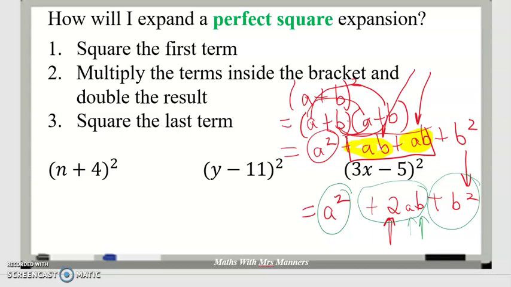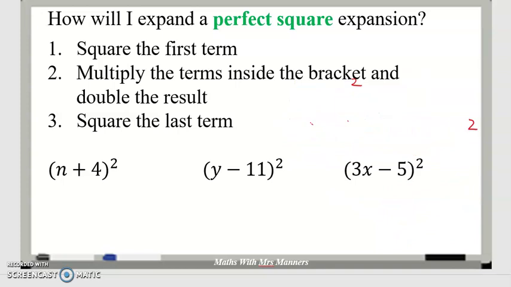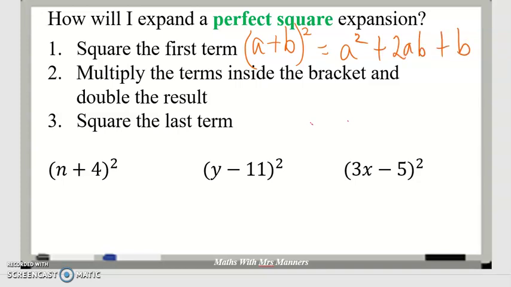So once again, you should be getting three terms in your answer. Do not just square the first term and then square the last term and think you're done. Big reminder, we want three terms. So the quick rule would be, some people like to see it algebraically, some people like it in words, a squared plus 2ab plus b squared.